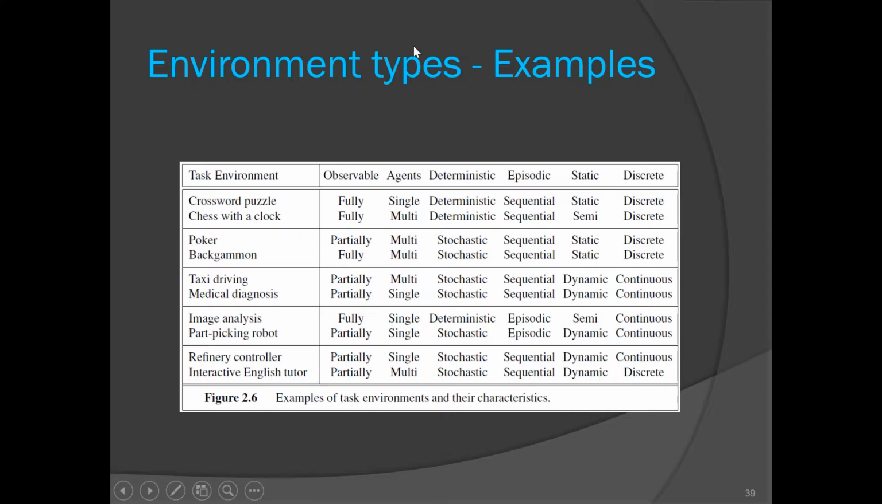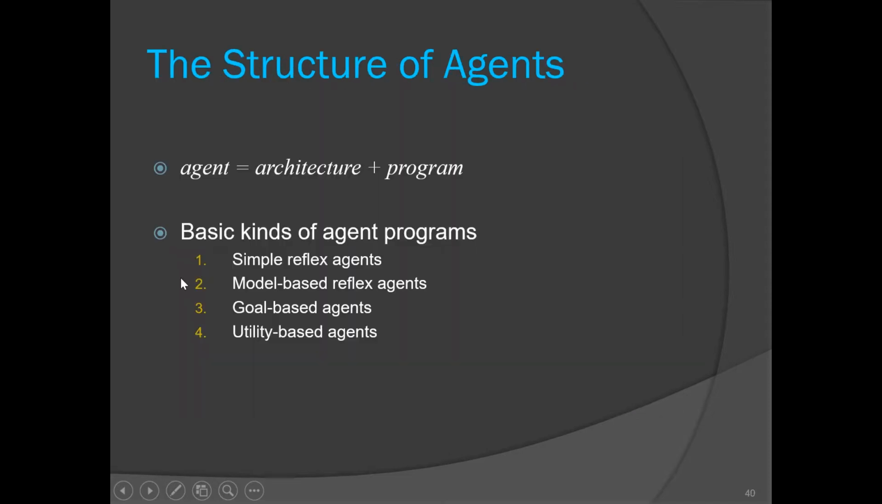Now we have seen several examples. So the easiest agent will be this crossword puzzle, because its environment is fully observable. Single agent, there is a single agent in that environment. Deterministic, sequential, static and discrete, okay. So this is the property of the easiest agent, right? And the most hard one was the taxi driving, okay. Its environment was very harsh, right?